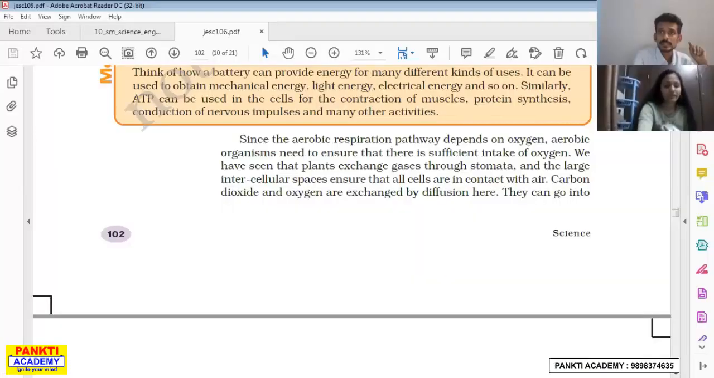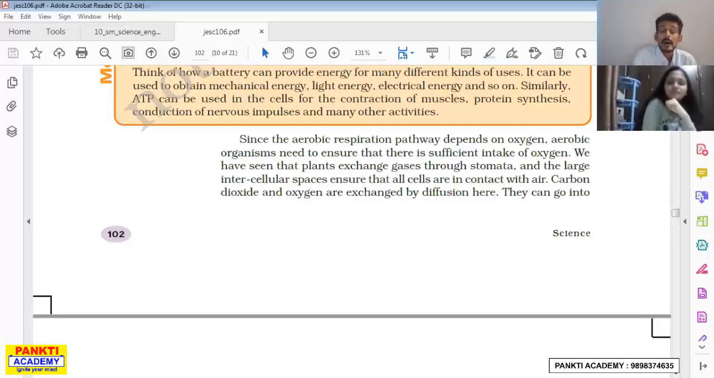In a plant, also respiration happens, beta. So since aerobic respiration depends on oxygen, aerobic organisms need to ensure a sufficient intake of oxygen. If sufficient oxygen is not taken, then aerobic respiration does not happen.